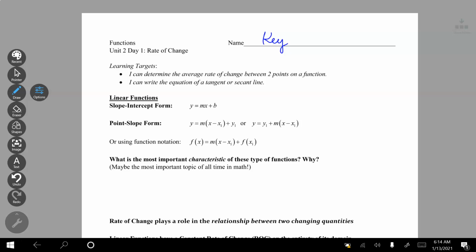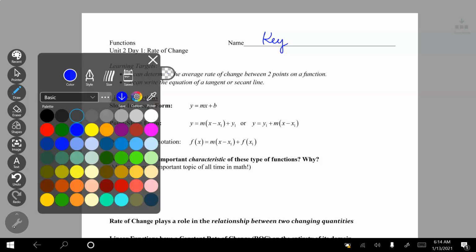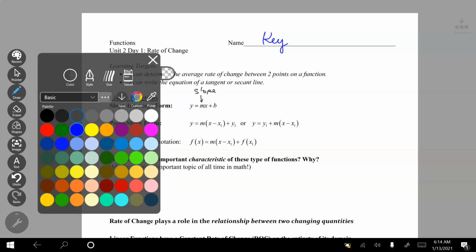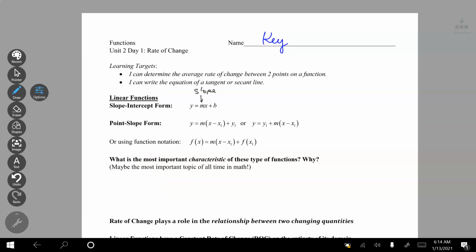y equals mx plus b, everyone's comfortable with, where the m always stands for slope. And the one thing about y equals mx plus b is that it's nice, but you need to know the y-intercept. That's not always going to be apparent. So the y-intercept is always going to be something (0, b), and it's one special point on the graph.